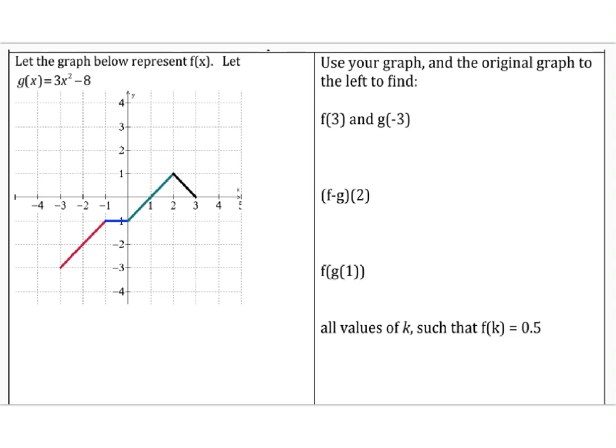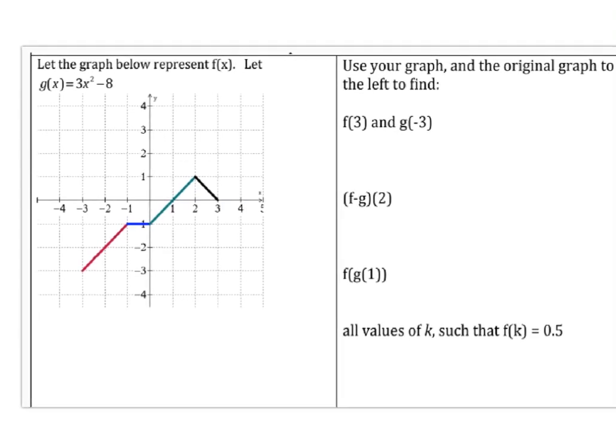All right, same thing. Here we've got, oh no, this is not transformation. This is back to function stuff. So we've got the graph below for f of x. g of x is 3x squared minus 8.